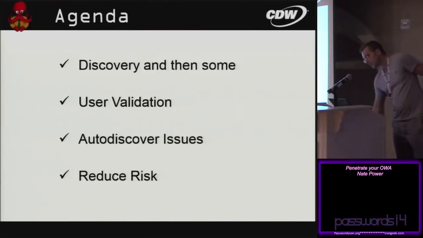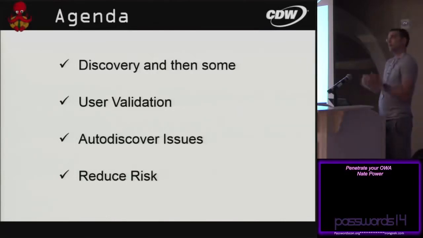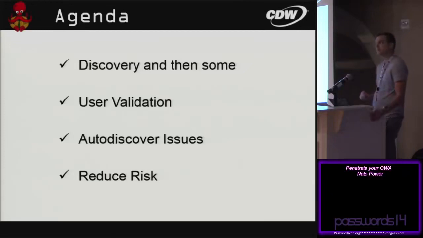Some of the things we're going to be talking about today. I'm going to be talking about how to discover these client access servers on the internet, and then I'm going to take it a step further and talk about how to discover the internal IP addresses of the client access servers. I discovered a method to validate users without any form of authentication. I found several issues in the Autodiscover service that we'll be able to leverage in a pen test. Then we'll talk about some things that you guys can do to reduce some risk in your environments.